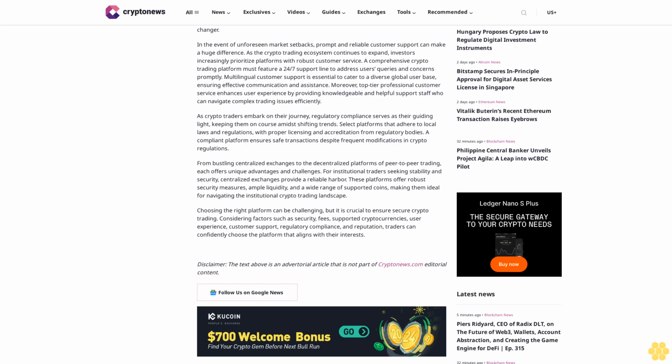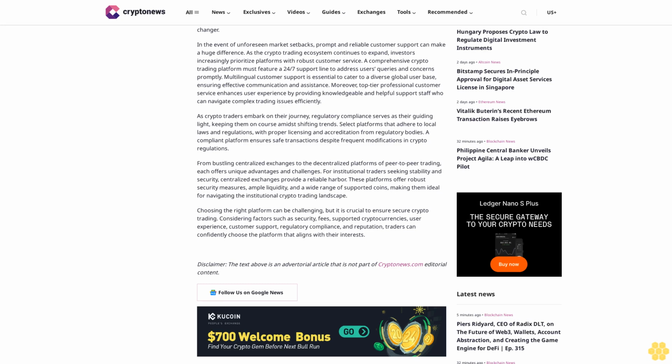From bustling centralized exchanges to the decentralized platforms of peer-to-peer trading, each offers unique advantages and challenges. For institutional traders seeking stability and security, centralized exchanges provide a reliable harbor. These platforms offer robust security measures, ample liquidity, and a wide range of supported coins, making them ideal for navigating the institutional crypto trading landscape.